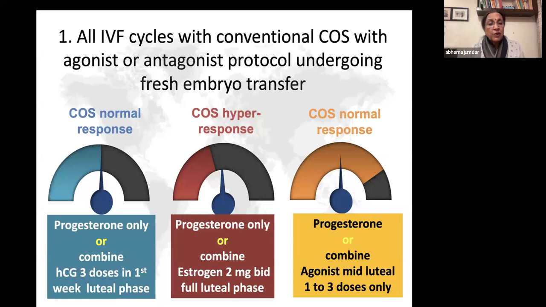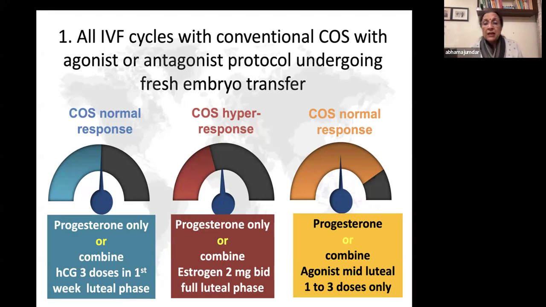Whereas if there is normal response, you can combine progesterone with HCG, either day 1, 3, and 7, or day 0, 3, and 6, or 1, 4, and 7. That's how we used to give HCG, and the dose used to be 1500 units, which is almost not seen in today's cycles. You don't see us giving HCG anymore because OHSS is the biggest threat to these young women, which we want to avoid in all cases.